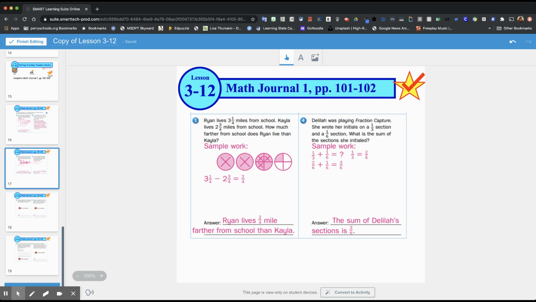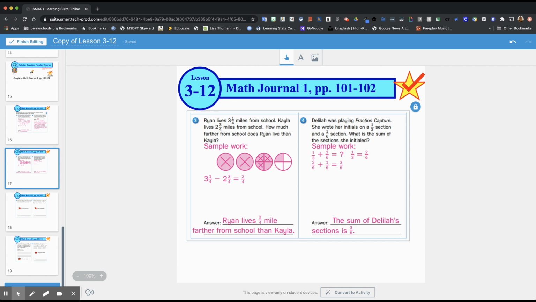Number 3, you see they drew out some circles, but they also wrote 3 1/4 minus 2 3/4 equals 2/4. You could also say 1/2. Says Ryan lived 2/4 miles further from school than Kayla. And you can see that there's that 1, 2. Number 4, they just did some addition of fractions there.